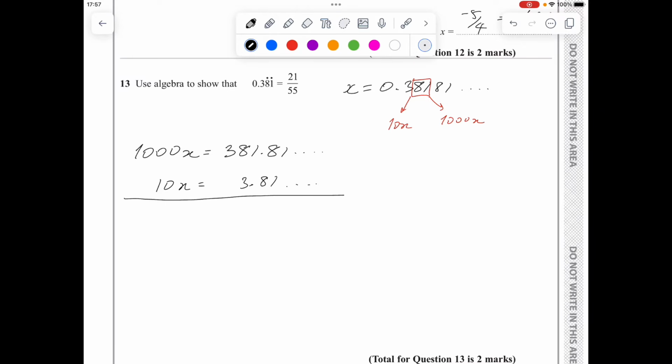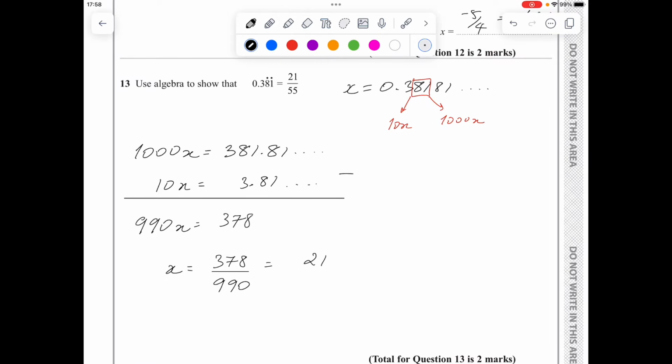So now I have 2 decimals where the numbers after the decimal point are exactly the same. So if I subtract, I'll get 990x is equal to 378. Hence, x equals 378 divided by 990. This simplifies to 21 over 55 as required.